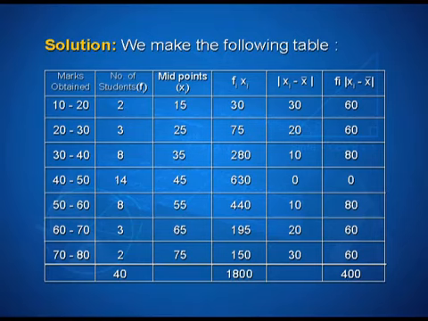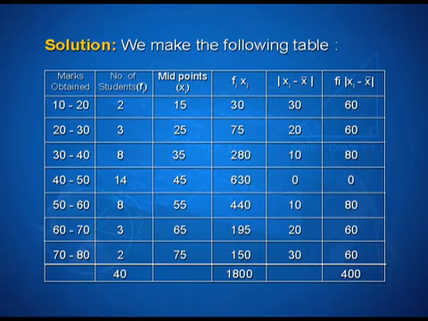First column shows the marks obtained, second shows number of students, that is frequencies, third column is midpoints, that is xi, fourth column is for the product of fi and xi, fifth column is for absolute value of xi minus x bar, and sixth column is for the product of fi and absolute values of xi minus x bar. Look here how we do it.